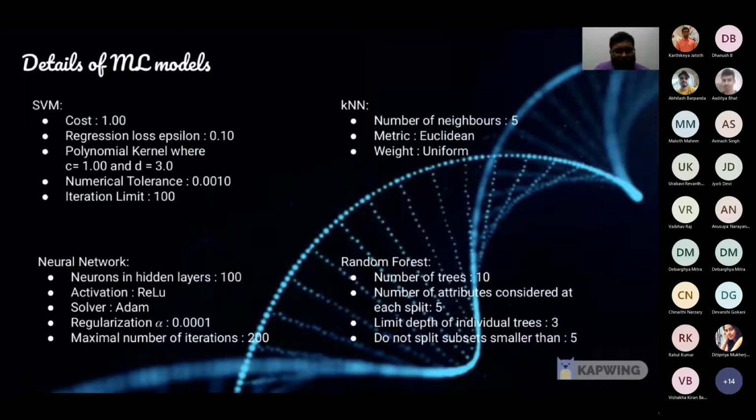In neural network, neurons in hidden layers are 100, activation as ReLU, solver as Adam, the regularization value alpha as 0.001, maximal number of iterations as 200. In random forest, number of trees is 10, number of attributes considered at each split is equal to 5, limit depth of individual trees is 3, do not split subsets smaller than 5.